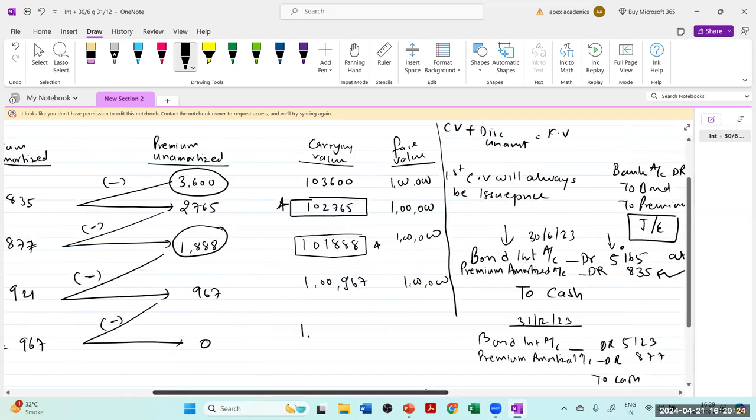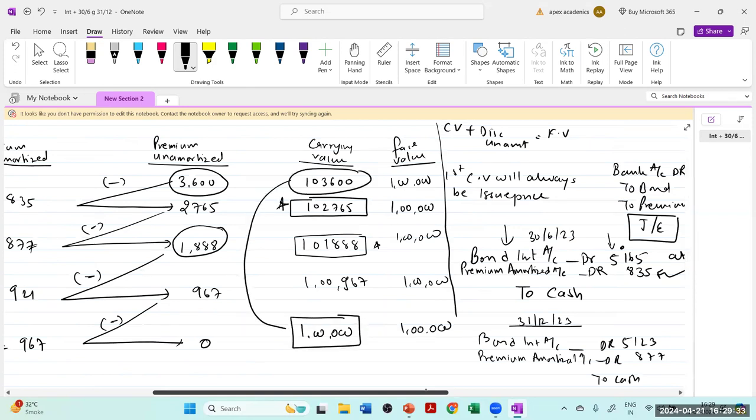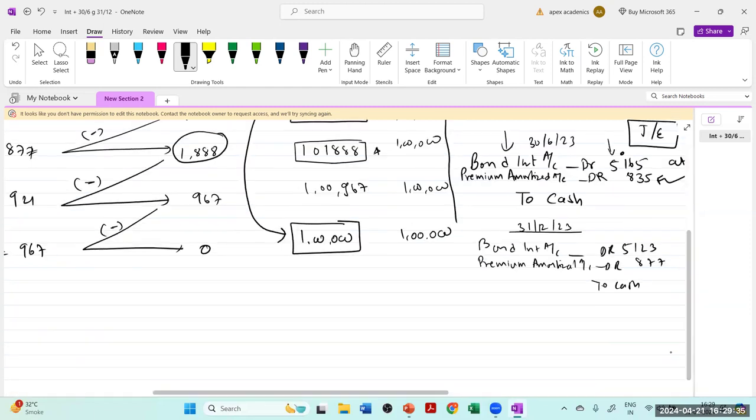What have you essentially done? I want you to pay attention to your notebooks. Now students, you got 1,03,600 down to 1 lakh, and in the case of discount you got 96,300 up to 1 lakh in your notebooks.